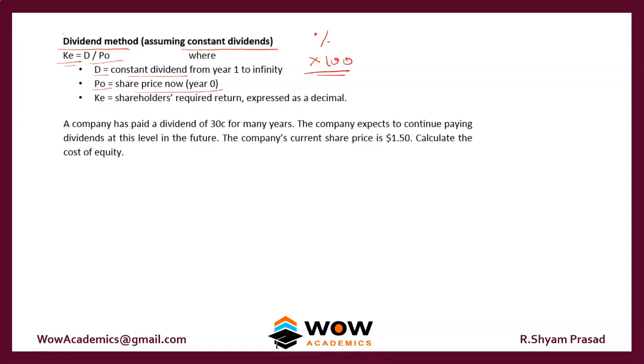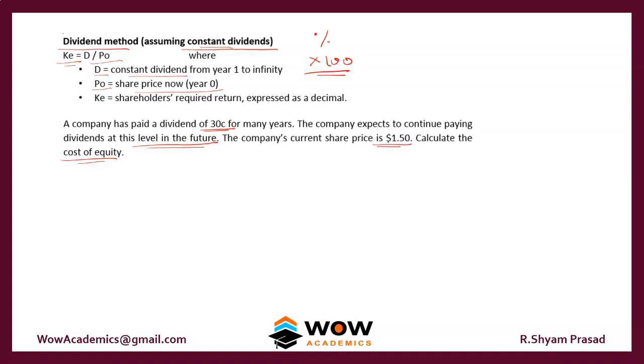Okay, so we'll start from this question. It says a company has paid a dividend of 30 cents for many years. The company expects to continue paying dividends at this level in the future. So in the past also they have paid 30 cents, in the future also they are going to pay 30 cents. So the dividend is going to be constant. The company's share price is 1.5. So they're asking you to calculate the KE.